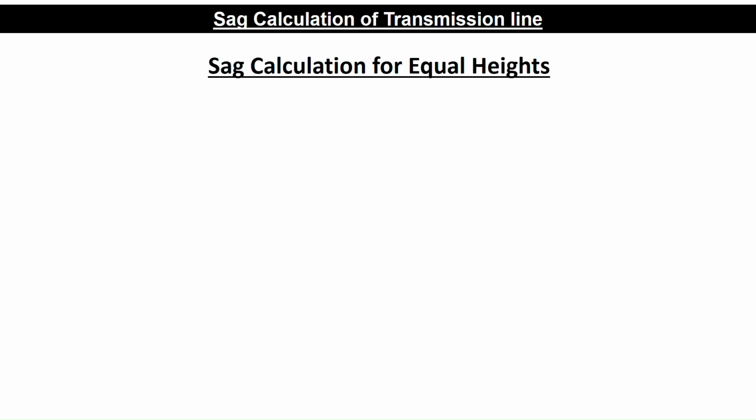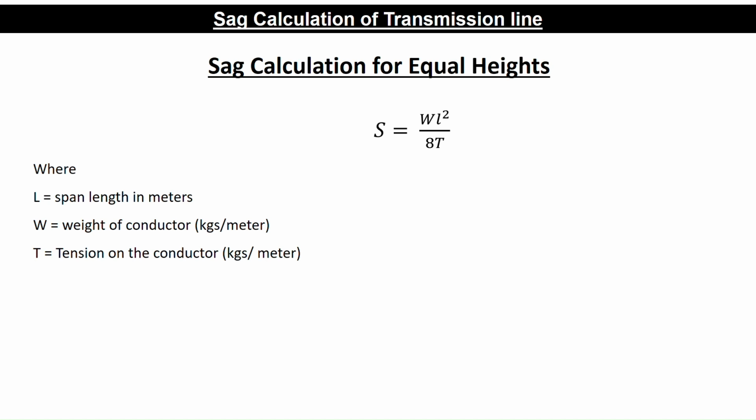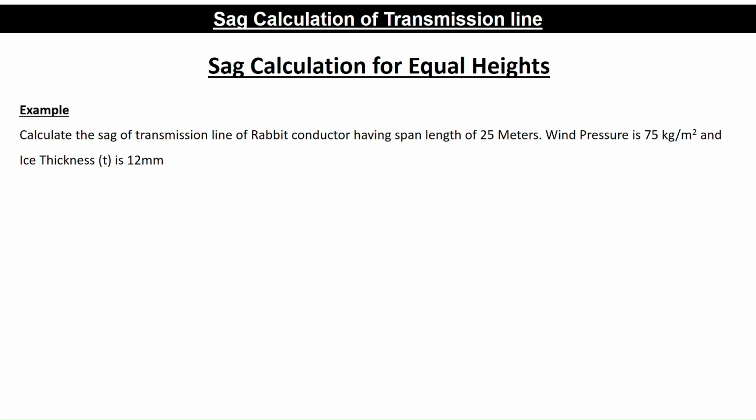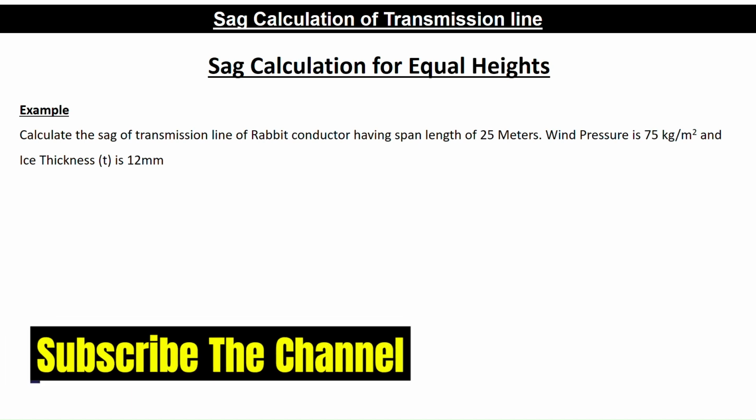First of all, I will take the sag calculation for equal heights. The formula for that is S, that is the sag, is equal to WL square divided by 8T, where L is span length in meters, W is weight of conductor in kg per meter, and T is the tension on the conductor in kgs. We can take this example. Calculate the sag of a transmission line of rabbit conductor having span length of 25 meters, wind pressure of 75 kg per meter square, and ice thickness of 12 mm.